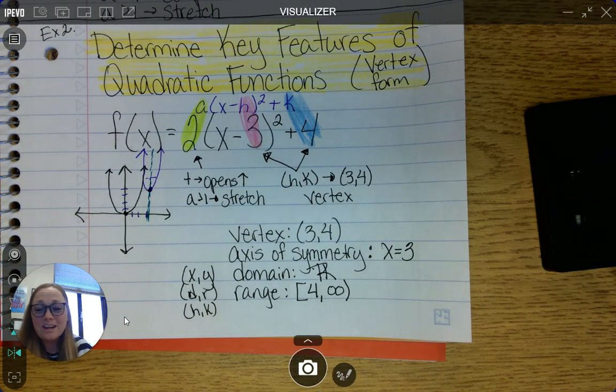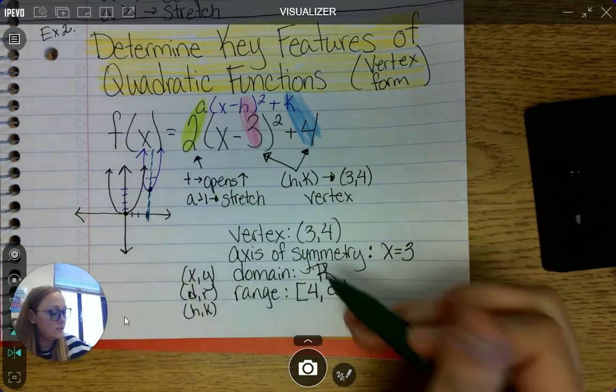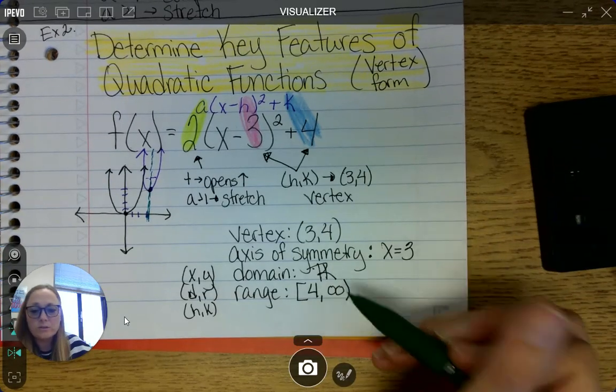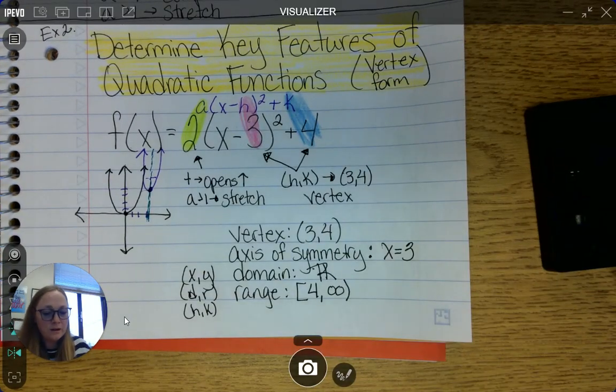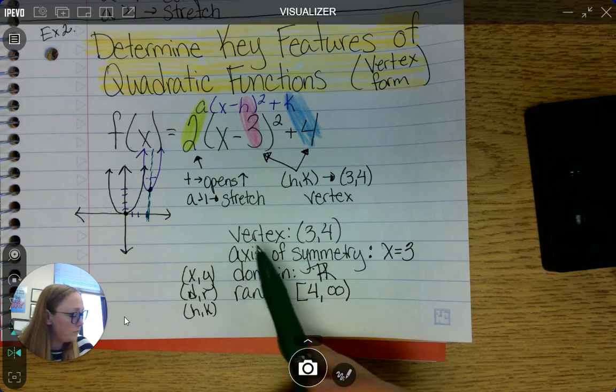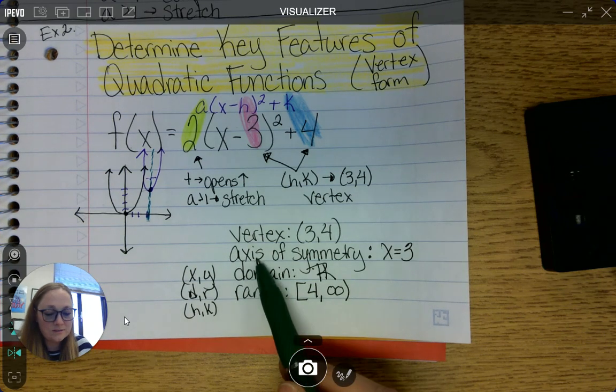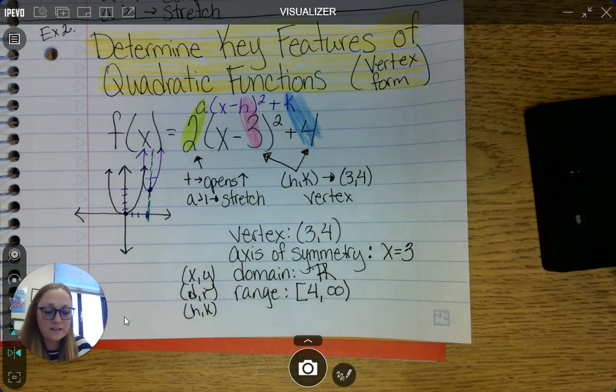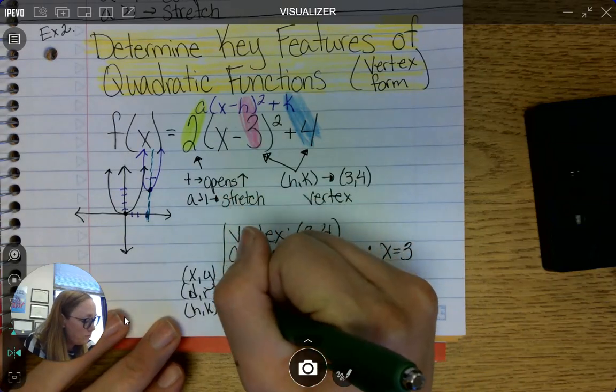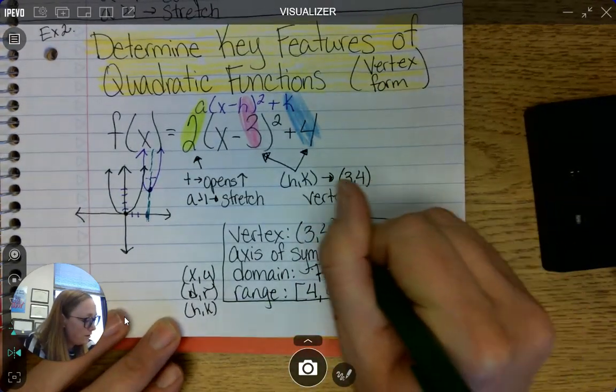If you think about it, we can't ever actually find infinity and put a point there, so it would never be a closed point at infinity. So it's an open circle, so we use a parenthesis there. All right, so here we go. We have our domain, we have range, axis of symmetry, and our vertex. All of this information we were able to find from that one graph.